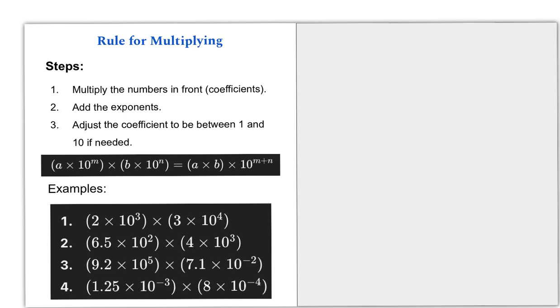Here we have our coefficients, which will be a and b, and our exponents are m and n. As you can see, we're multiplying our coefficients and adding our exponents to follow the exponent rule. Let's try our first example.